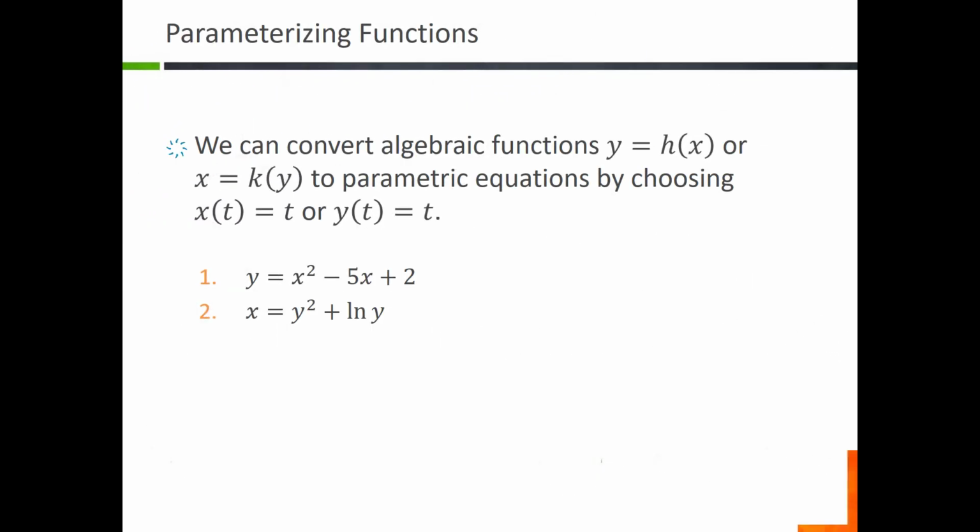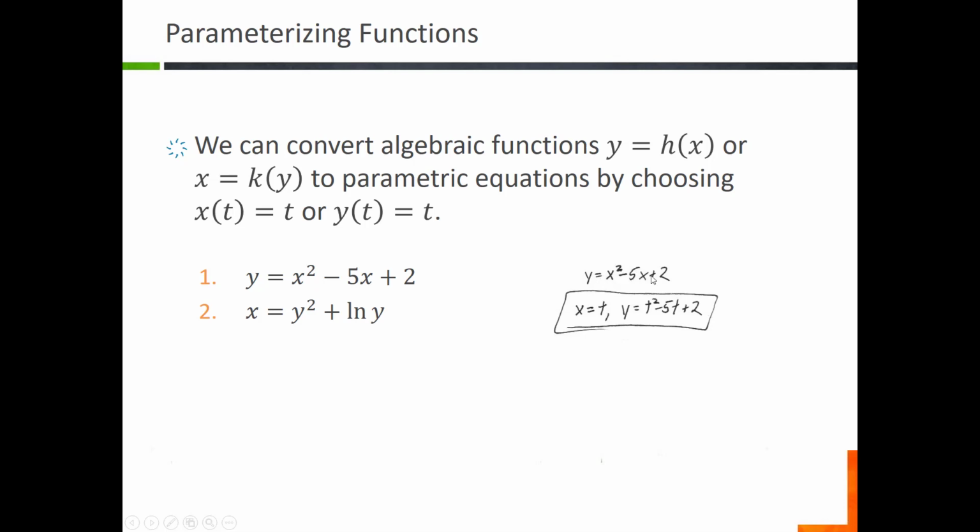So what if we want to take a rectangular equation and convert it to a parametric? There's lots of ways we can do that, but the easiest way is just to say x is equal to t or y is equal to t. Okay, so let's just look at two examples here. We have y equals x squared minus 5x plus 2. So if I take this equation, notice y depends on x. If I say x is equal to t, then what does y become? So if x is equal to t, y just turns out to be t squared minus 5t plus 2. I'm just taking all the x's and replacing them with t.